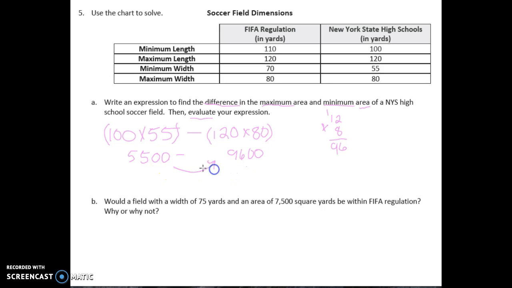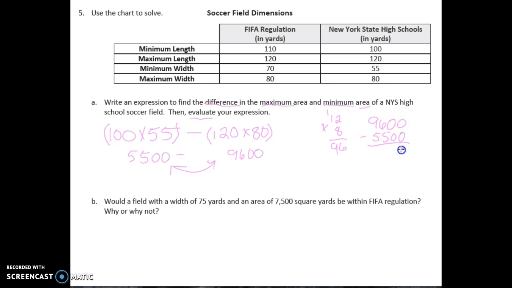Now when we go to find the difference, we can't do it that way. These have to be reversed. We have to have the maximum minus the minimum. And so that's going to look like this when we go to actually subtract. 9,600. What we're taking away is 5,500.